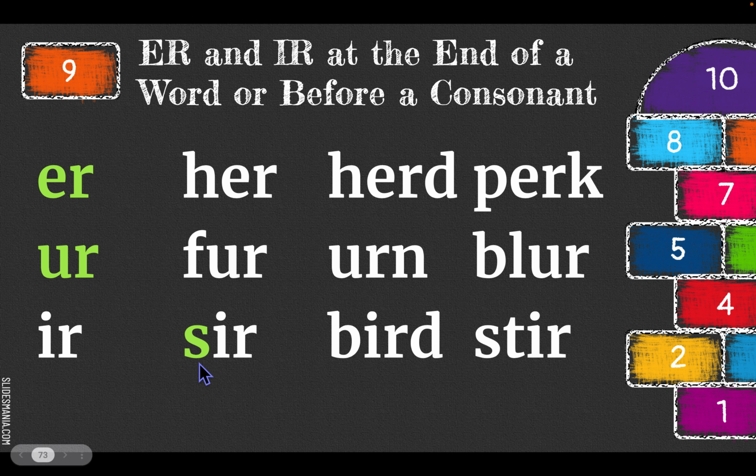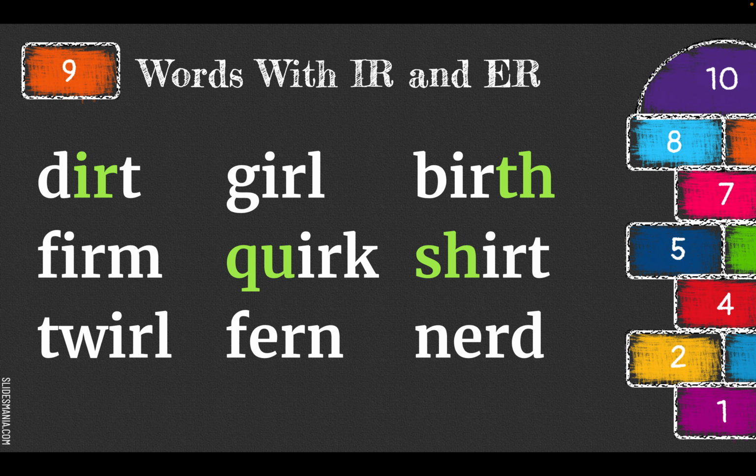Remember, although S has two sounds, S and Z, at the beginning of the word, we always use the S sound. Sir. Bird. Stir. Let's try some more words. Dirt. Girl.